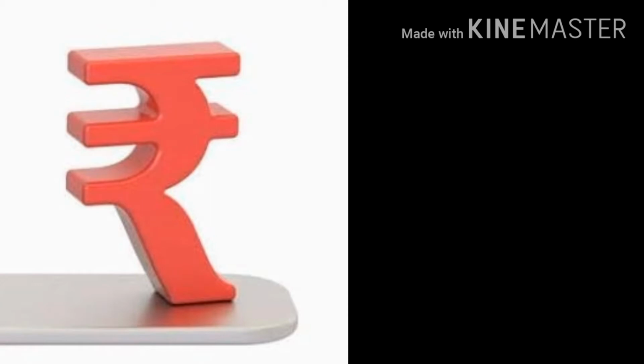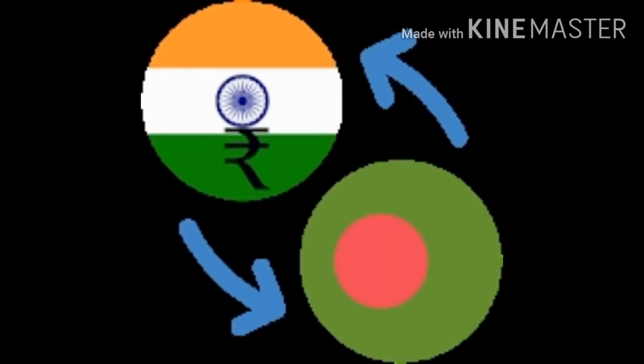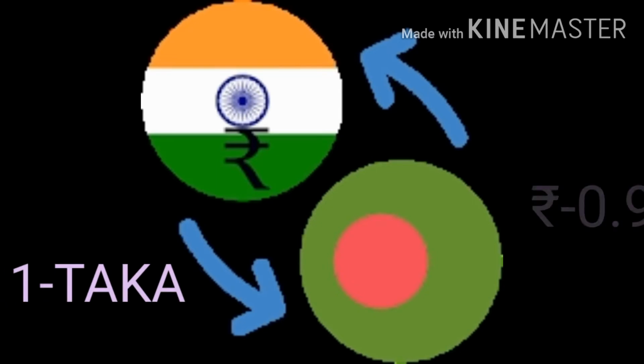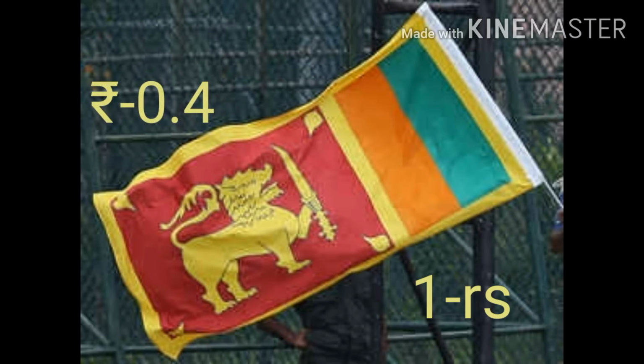And let's see the other currencies which have lower value than the Indian currency. 1 Bangladesh taka is equal to just 0.9 Indian rupees. 1 Pakistan rupee is equal to just 0.5 Indian rupees. 1 Sri Lanka rupee is equal to 0.4 Indian rupees.